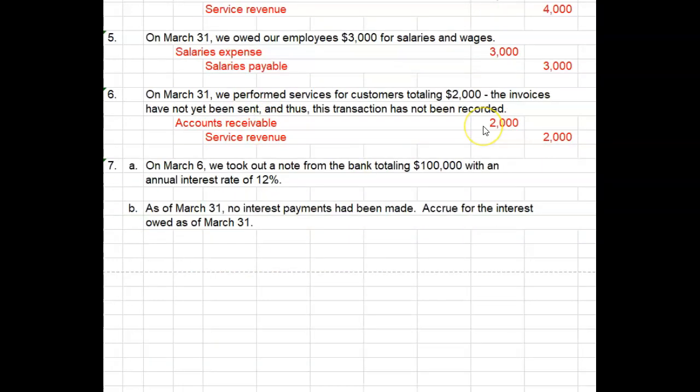Debit accounts receivable, $2,000. Credit service revenue, $2,000.